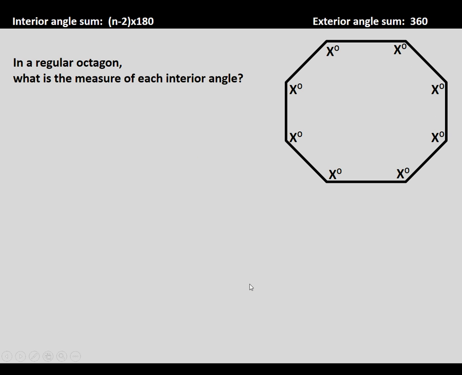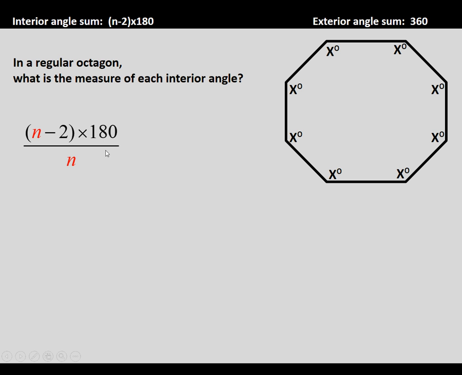Let's try that on another problem. Here's an octagon. All the angles are the same, and there's 8 of them. What's the measure of each angle since it's a regular octagon? Okay, find the total of what they're supposed to add up to, and then simply divide by the 8 angles.